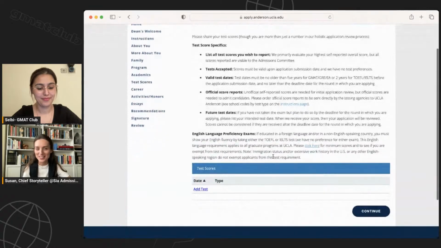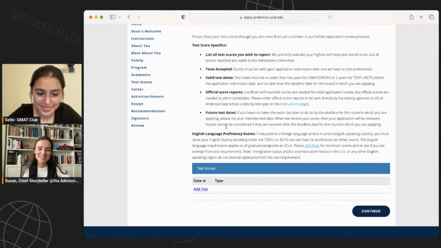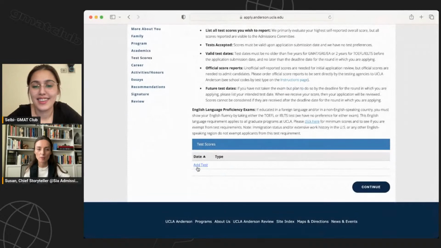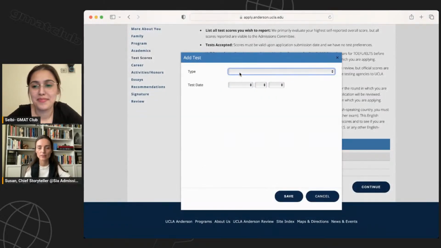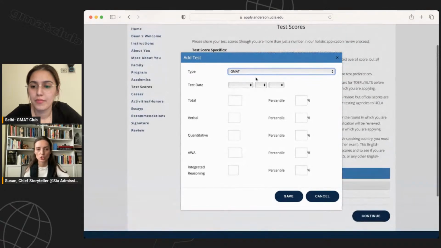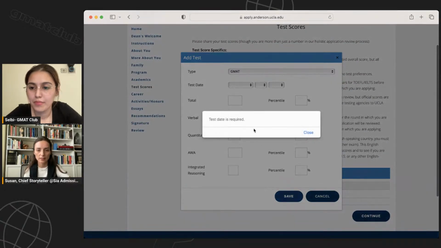All right, here are the test scores. I'm sure there were questions on this part. This is where you're going to include your test scores. You would add the tests that you've sat for, so your EA, GMAT, GRE, whichever of those tests you've completed. You would include the date that you've taken the test, the total score, and essentially all the information that is in the report that you receive. So just include that here.